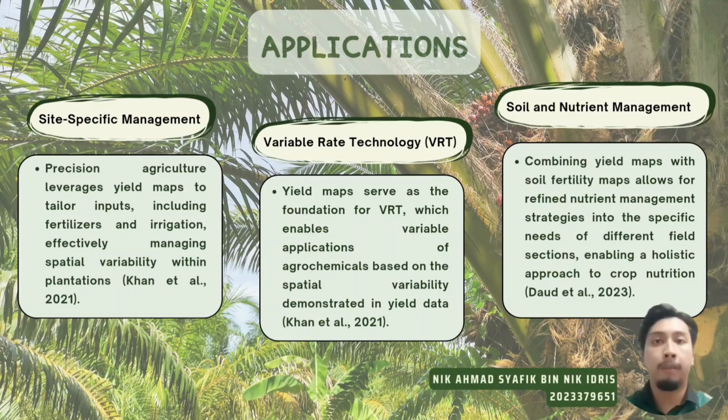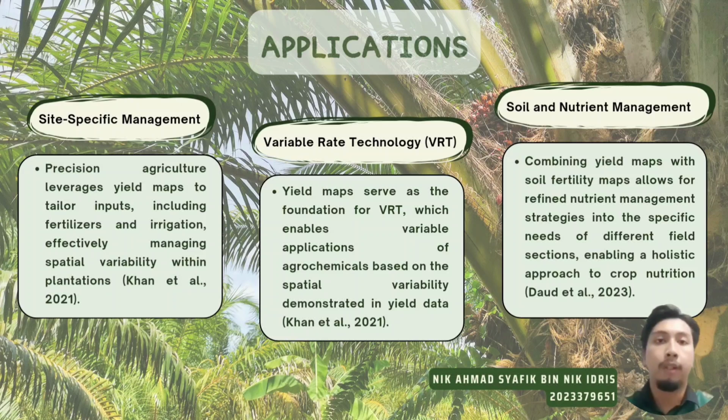For the application of yield mapping in oil palm agriculture, so the first one is the site-specific management. Precision agriculture leverage yield maps to tailor input, including fertilizer and irrigation, effectively managing spatial variability within plantation. Second one is variable rate technology (VRT). Yield maps serve as the foundation for VRT, which enable variable application of agrochemical based on spatial variability demonstrated in yield data.